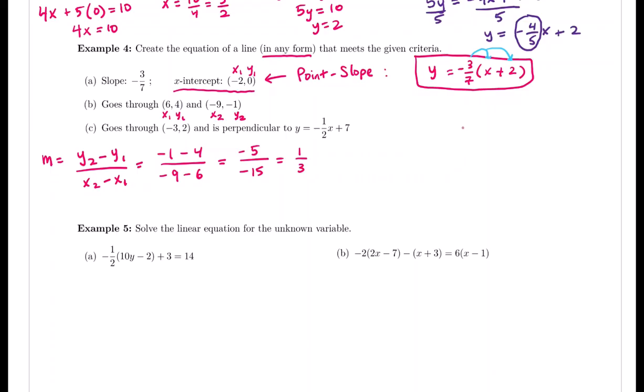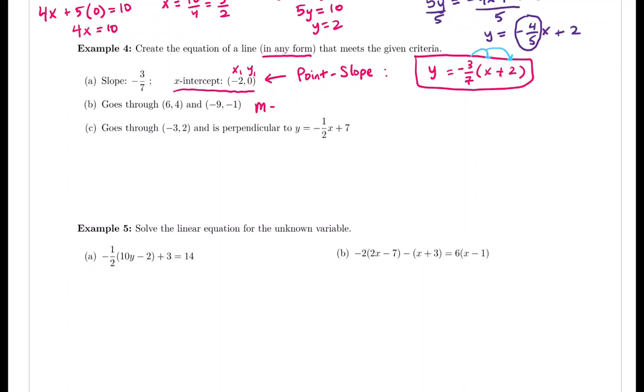And how do I know that it's going to be positive? Well, if I do a very quick sketch of these 2 ordered pairs, let's say 6, 4 is right here, and then let's move that back a little bit, maybe negative 9 and negative 1, that would be about here. If I connected those with a line, we can see that the slope has to be positive because this roller coaster, as I read from left to right, is going up. So let's go ahead and clean this up a bit.